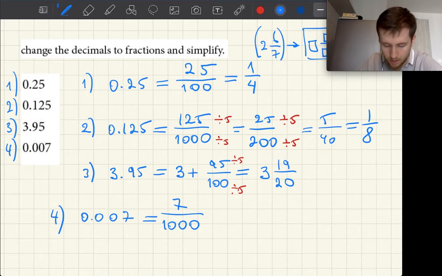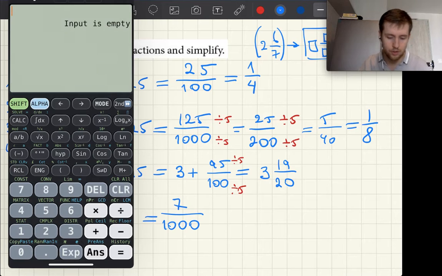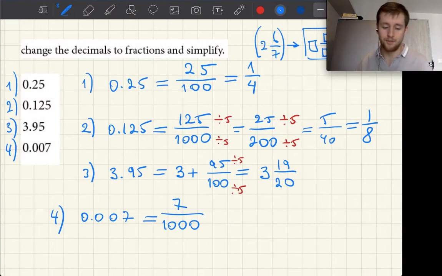Please keep in mind how many digits after the point you have, to correctly choose whether it's over 1000 or 100 or something else. Again, this can be checked quite easily by using the same button on the calculator. You can just type 0.007 here. It's 7 over 1000. Again, this precious button, S to D, fraction and decimal. Just click a couple of times, play around with it, get comfortable with your calculator. You will need it a lot of times.